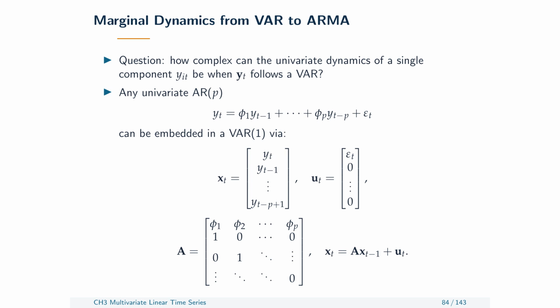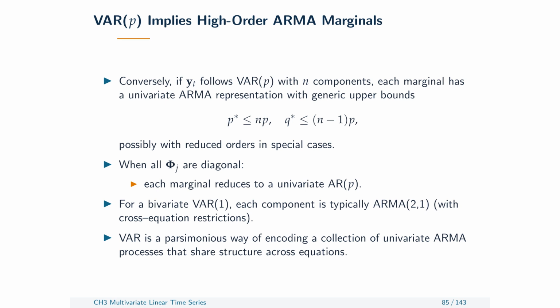Marginal dynamics can be more complicated than the system order suggests. A bivariate first-order VAR typically gives each individual component a univariate ARMA representation of order 2 and 1, subject to cross-equation restrictions. More generally, a VAR compactly encodes several related marginal models that would look higher order in isolation.